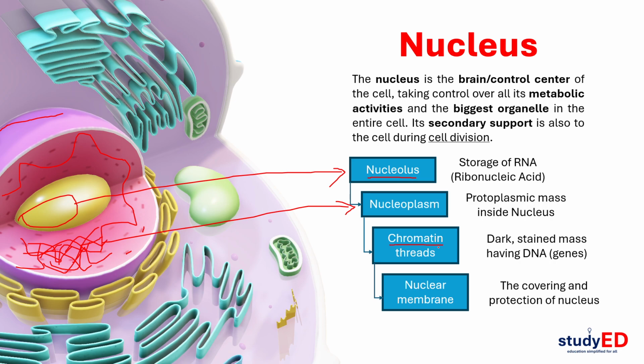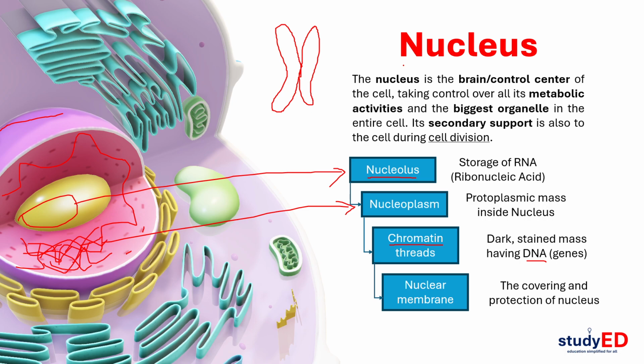Now chromatin threads are dark stained thread masses containing the genetic information, the DNA. Remember, during cell division, this chromatin organizes itself into chromosomes. The chromosomes are shaped like this. So it shapes itself into these chromosomes during cell division, and they contain the DNA for organizing the cell.